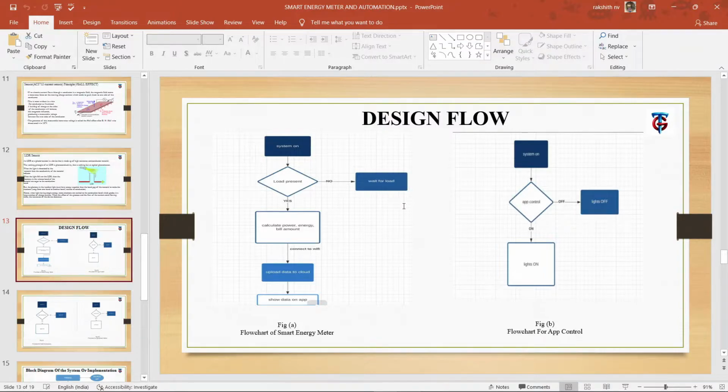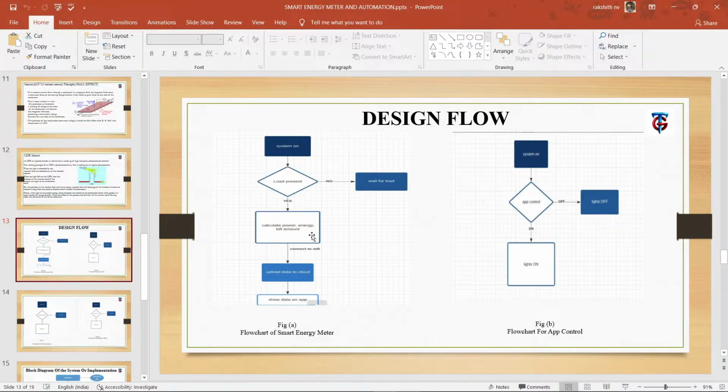So figure A shows the smart energy meter design flow. First the system will be turned on, then it will be checking whether the load is present or not. If the load is not present, it will just be waiting for the load, or it will be idle. If the load is present, then it will be calculating the power, energy and the bill amount. Then using the Wi-Fi option, it will be connecting to the cloud and showing data on the app and the cloud. So figure B is the flowchart for app control.